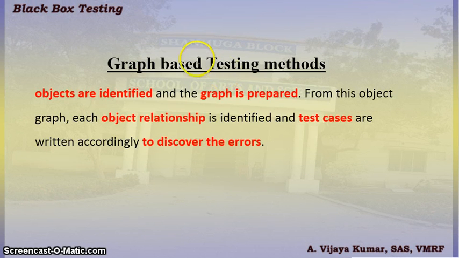Then the next one is graph based testing methods. Objects are identified and a graph is prepared for the identified objects. From this object graph, each object relationship is identified and test cases are written accordingly to discover the errors. So based on the object relationships, all the possible errors that can occur are discovered and test cases are prepared. This is about the graph based testing method.